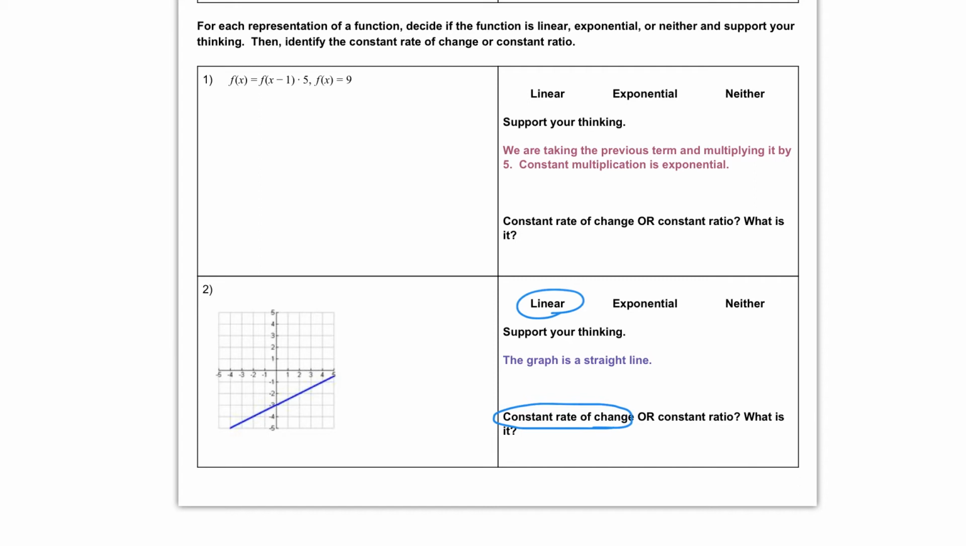So we can mark the point (0, -3), and another good point would be (2, -2). And then we can take a look at what's happening as our rise over our run. So from -3 to -2, we're going up 1, and we're going to the right 2. So again, up 1, right 2, we can see that this has a constant rate of change of 1/2.